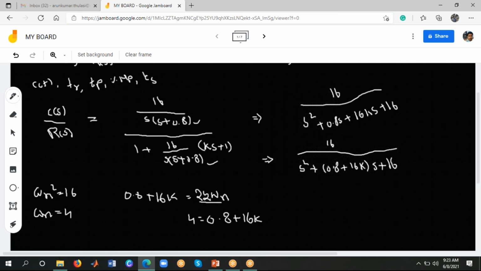This value comes to 4 in total, because 2 into the zeta value 0.5 into 4 gives 4. Next, 16k is equal to 4 minus 0.8, that is 3.2. K is equal to 3.2 divided by 16. So what will you get? 0.2. So this is the K value. K is equal to 0.2.